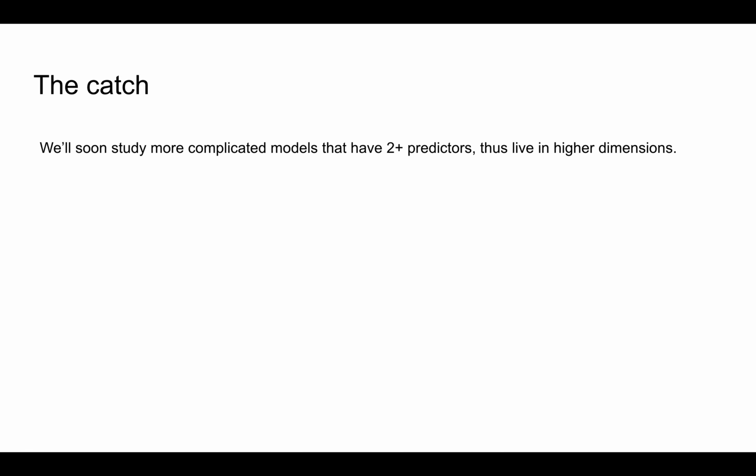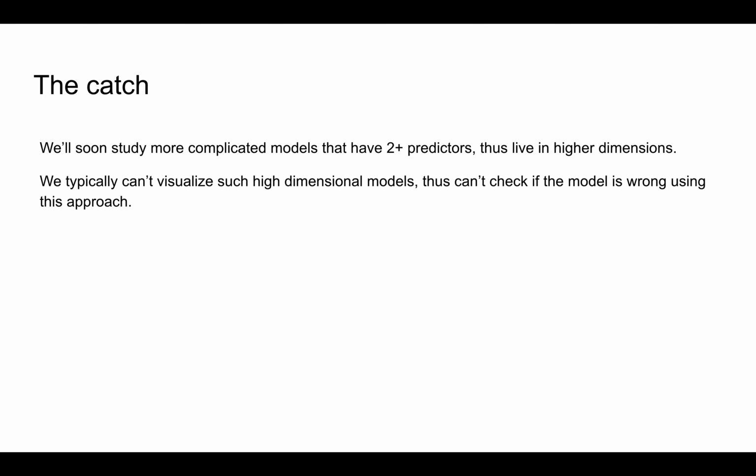As you might expect, there's a catch here to relying on just context and the plots of our data alone. We'll soon study more complicated models that have two or more predictors, thus live in higher dimensions. Unfortunately, it's tough for humans to really wrap our minds beyond 3 dimensions. Mainly, we'll often find ourselves in the position of not being able to visualize our model. Thus, we can't check if our model is wrong using this approach. Instead, we'll utilize a visualization tool called a residual plot.